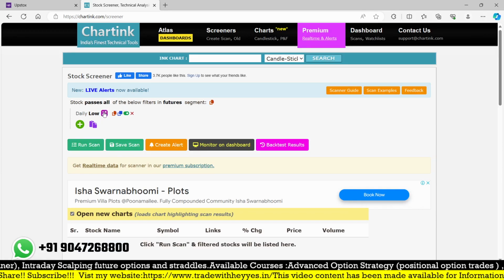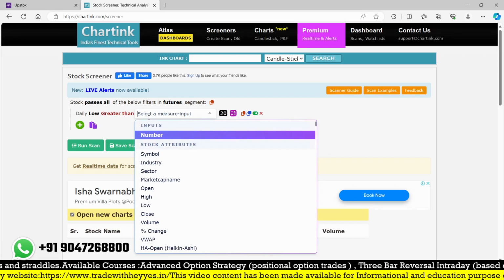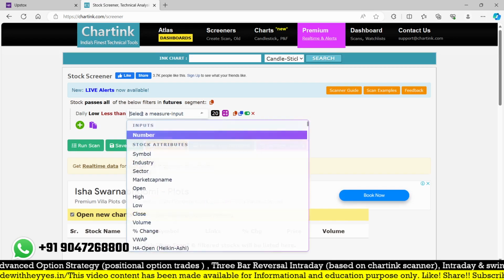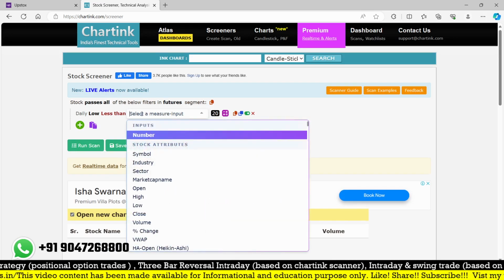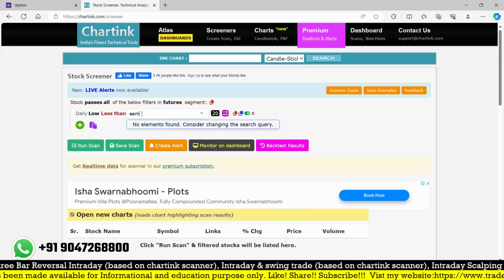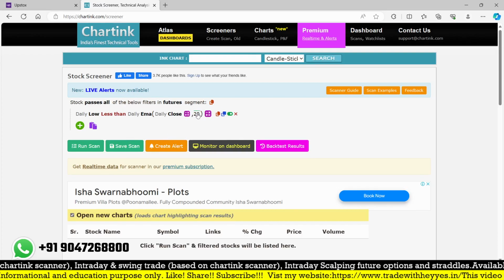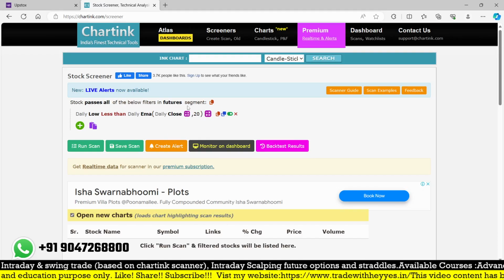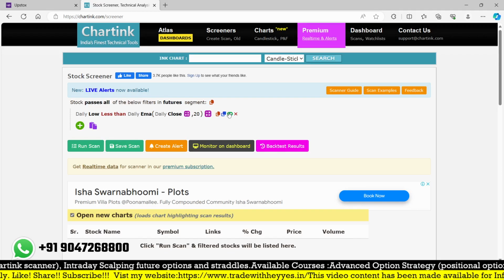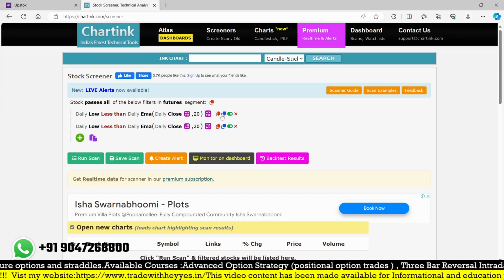Okay, so we are using greater than, sorry, the low, right? So the low must be less than. These two lines will easily give you such an idea. EMA, exponential moving average, which I am using on the daily close of 20. Previously it was showing only close, now it shows daily close. Okay, so this is one condition, and you can copy these conditions to get one more opportunity.